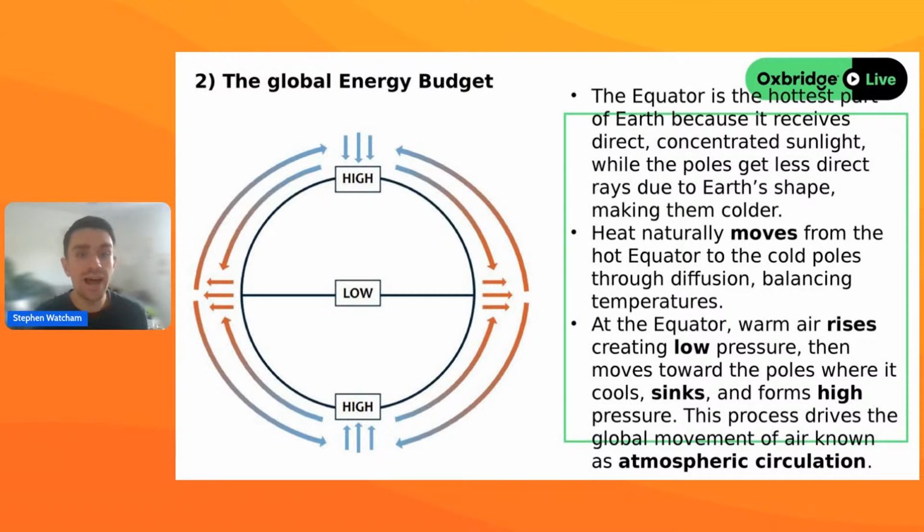So at the equator, that warm air rises, and when the air rises, it forms low pressure. That air moves towards the poles where it sinks, forming high pressure. I always think of them as opposites. So if you're sinking, you've got high pressure, and if you're rising, you've got low pressure. They kind of work as opposite pairs. And that's what drives our convection, essentially convection currents, and our atmospheric circulation.